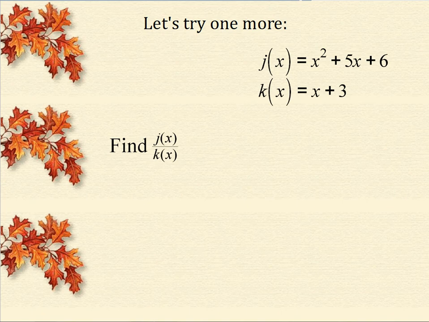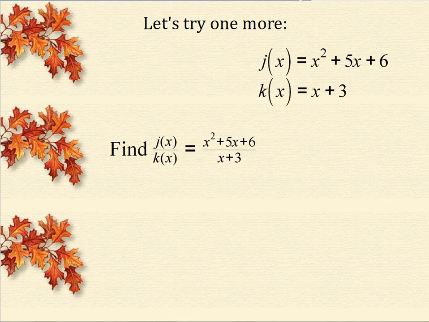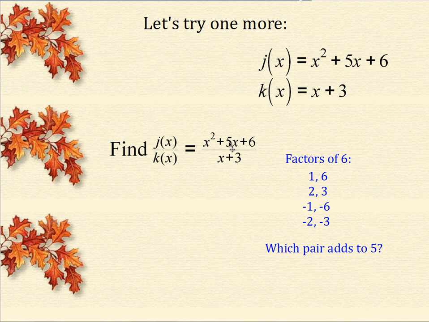Let's take a look at another one. Here I have two functions, j and k, and I'm asked to divide j of x by k of x. So I'm going to write down my two functions, and now the top part or numerator of my fraction can be factored. So I'm going to look for all those factors of positive 6. Remember to include positive and negative factors. And I'm going to be looking for which of those pairs adds to the positive 5 in the middle of my top function. In this case, the 2 and the 3.